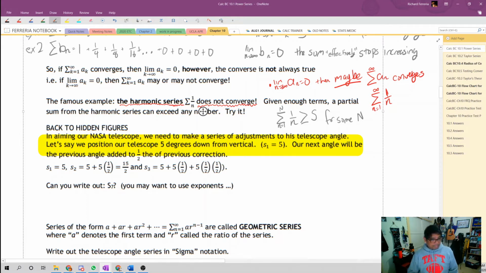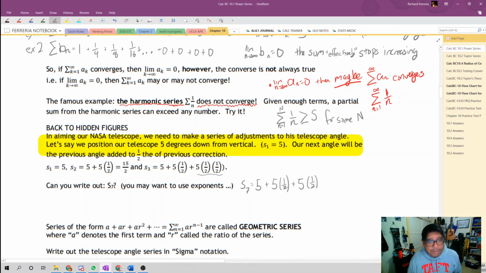So how do we do this? Well, can we write S7? And we're going to want to use exponents. So let's take a look at our pattern. S7 is going to be the first term, 5, plus the second term, which is 5 multiplied by 1/2, plus that third term, which is 5 multiplied by 1/2 multiplied by 1/2. So 5 multiplied by 1/2 squared. And then from these first three terms, maybe we can get a pattern.